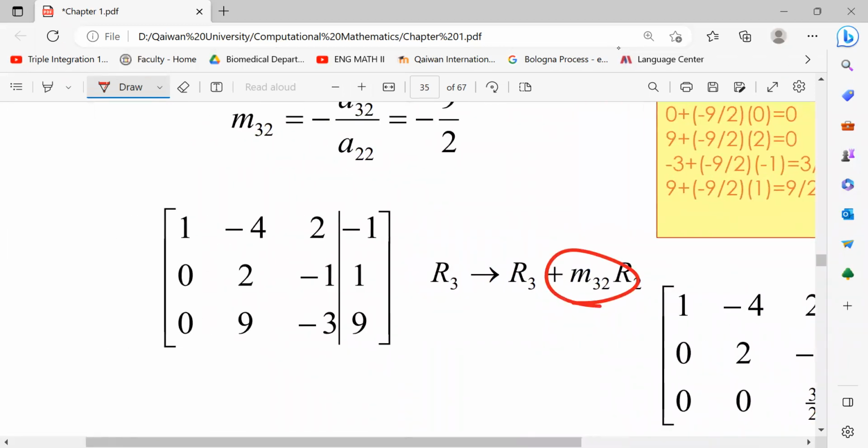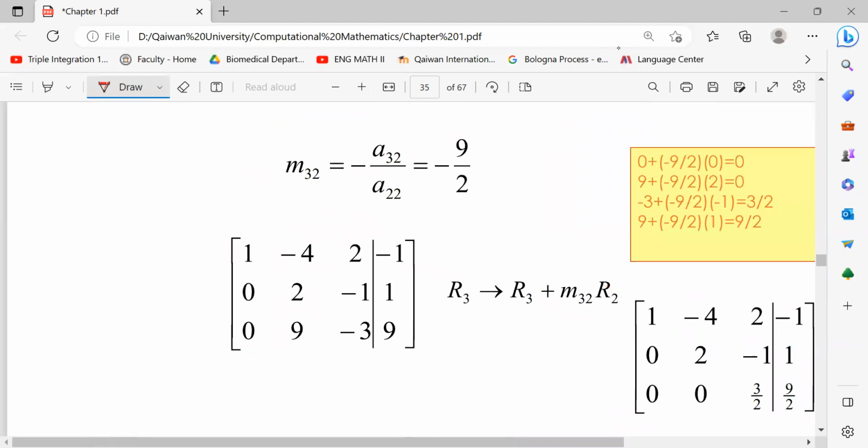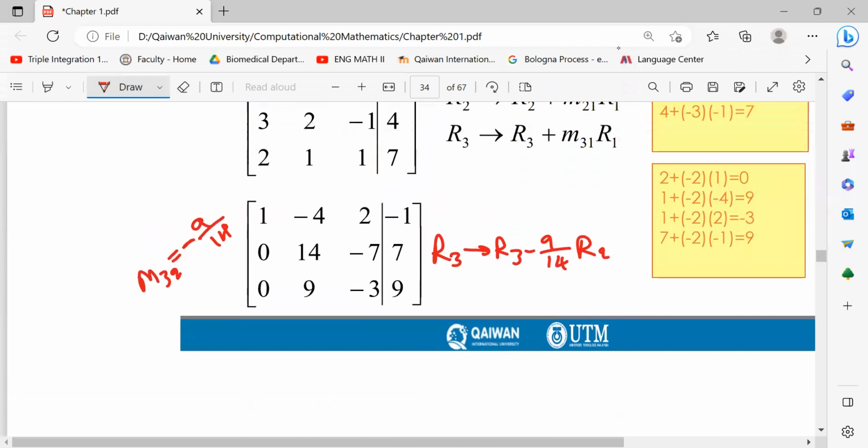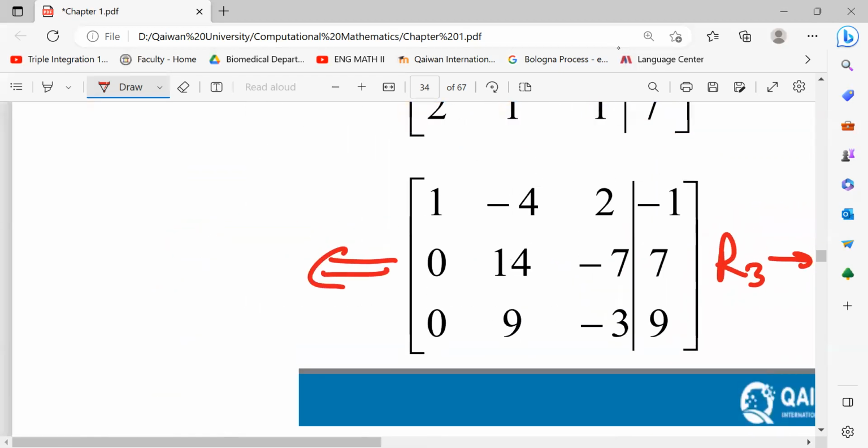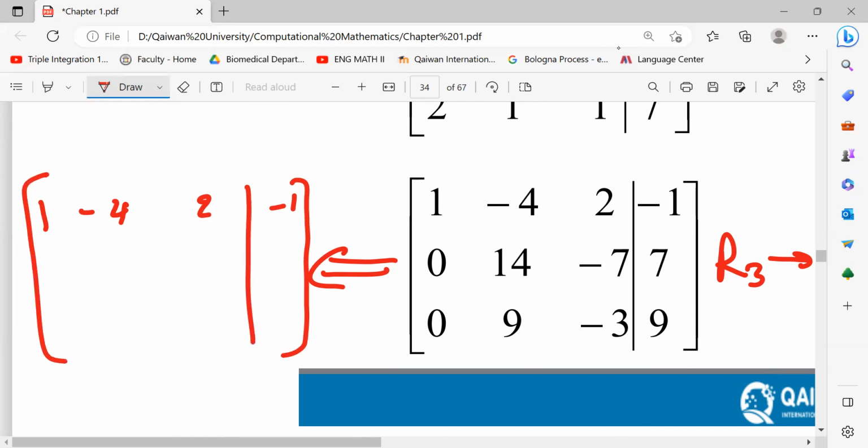Here, M32 is 9/2. But in our step it's minus 9/14, which is the same. Here, row 2 is divided by 7 and then that step is done. So that's an extra step, actually. It doesn't need to be done. Look, we just do this here and we get the same result. Look, we get 1, negative 4, 2, negative 1. The second row is still the same: 0, 14, negative 7, and then 7.